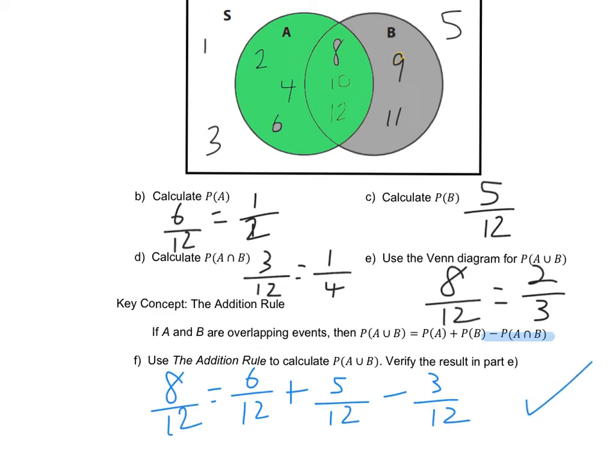This verifies that these events are indeed overlapping, which we knew from the Venn diagram, but it just goes to show and to prove that to calculate the probability of A union B in an overlapping situation, we have to add together the probabilities of A and B and then subtract out that intersection once to get the probability of A union B.